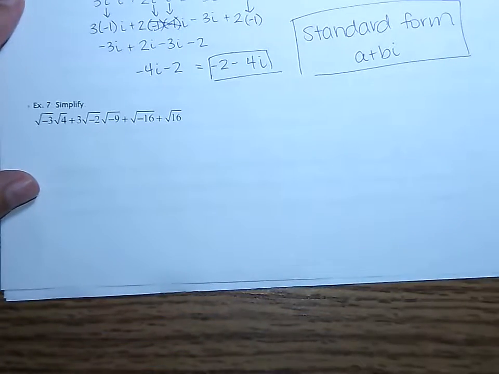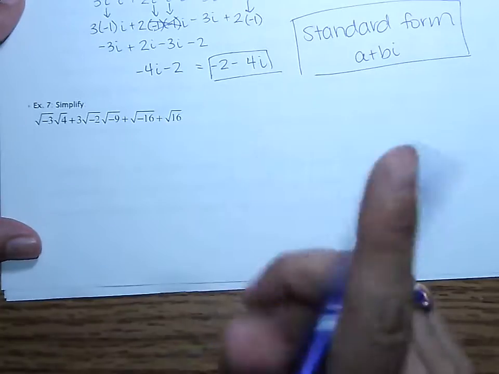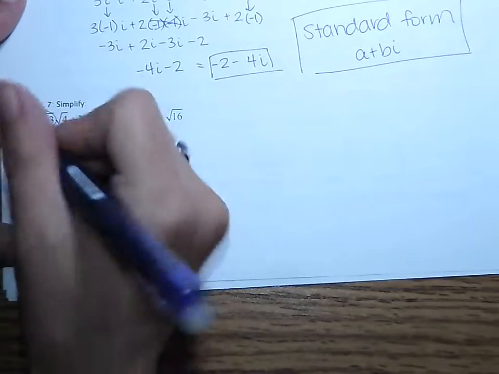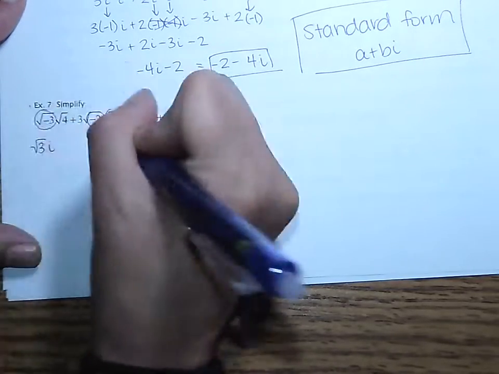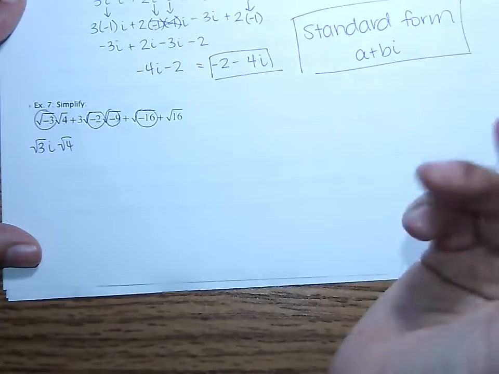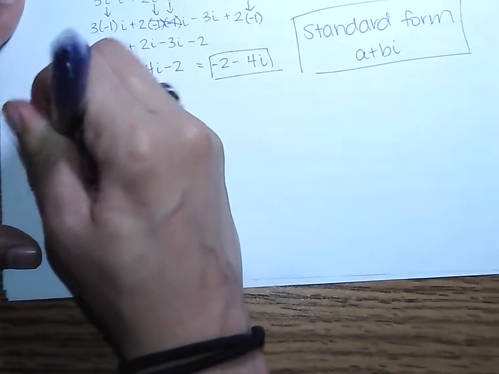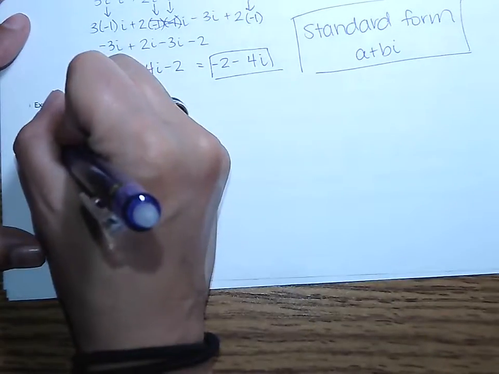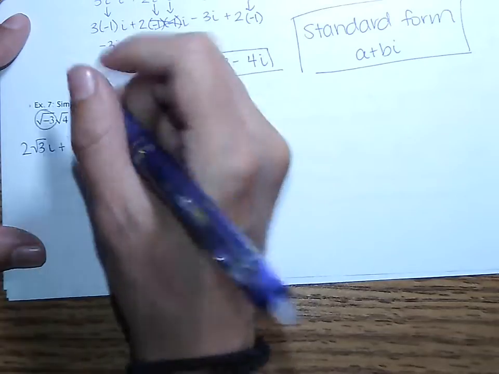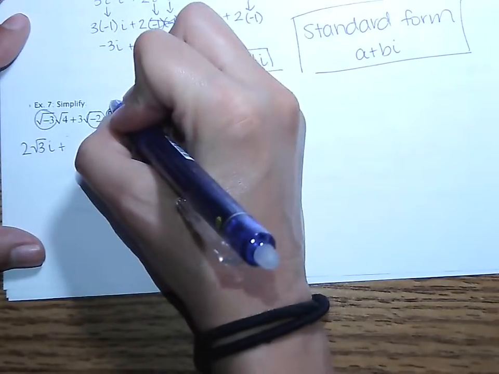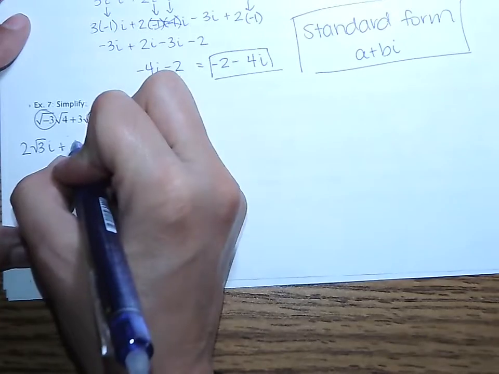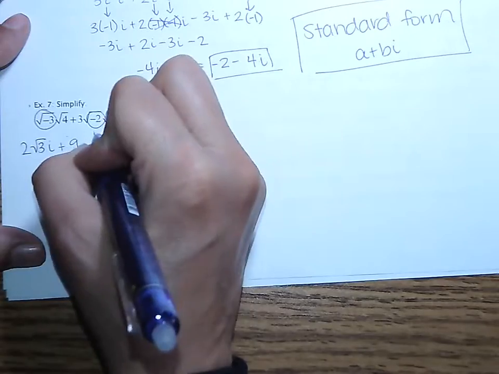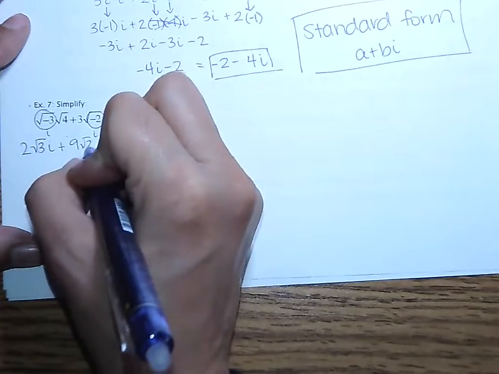Alright, so for our last example, we have no i's, but we can see that this one and this one will have an i. So I'm going to rewrite this as root 3i times root 4. Oh, wait, you can take the square root of 4. What is that? It's 2. Let's put the 2 out front. Plus 3. Oh, we can take the square root of 9. So 3 times 3 is 9. So we're still left with an i here, and a square root of 2.